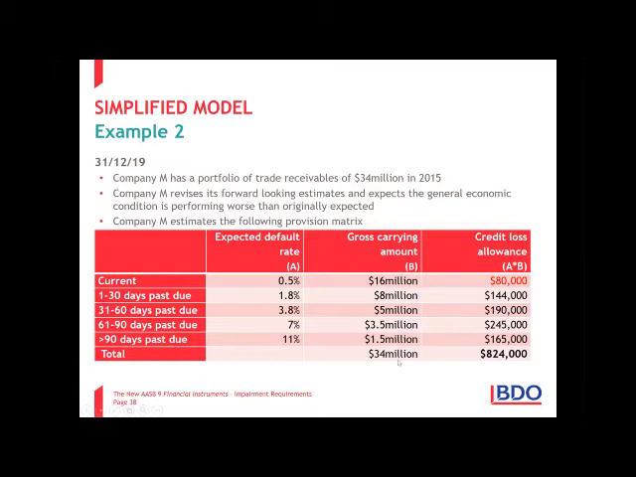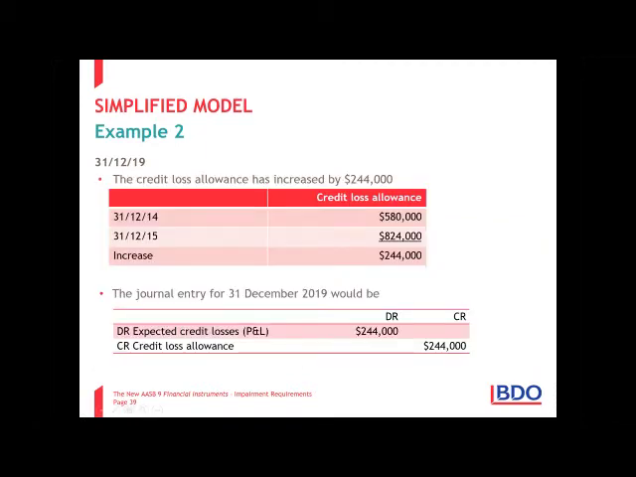Company M revises its forward-looking estimates and expects the general economic conditions to perform worse than originally expected, and they redo the provision matrix. So you can see your gross carrying amount adds up to 34 million. You still have your expected default rates that have now changed because economic conditions have worsened, and then you've got a new credit loss allowance at 31 December 2019, which is now $824,000. So what would that mean?